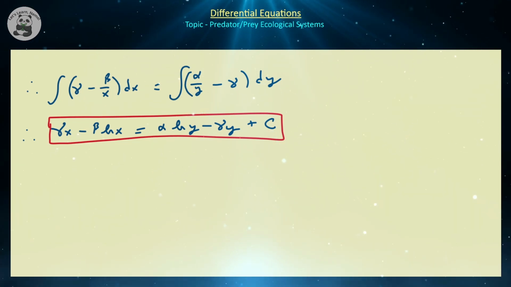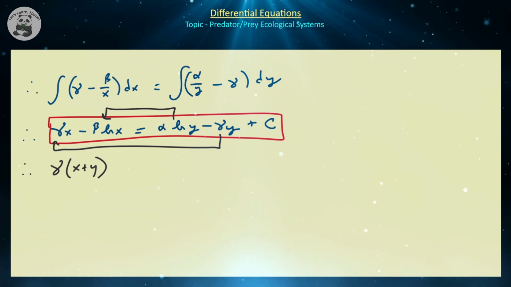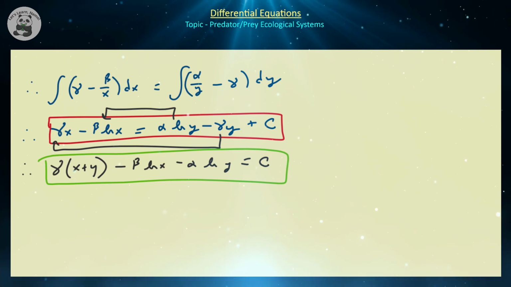Now, obviously I can solve this equation for C to make it a little bit nicer to look at. So I can, for example, move our gamma y to the left-hand side. That's going to give us gamma times x plus y. And then I can move my alpha natural log of y to the left-hand side as well. And then that's going to give us beta natural log of x minus alpha natural log of y. And that's going to be equal to our arbitrary constant C there. Right? So that is our implicit solution.